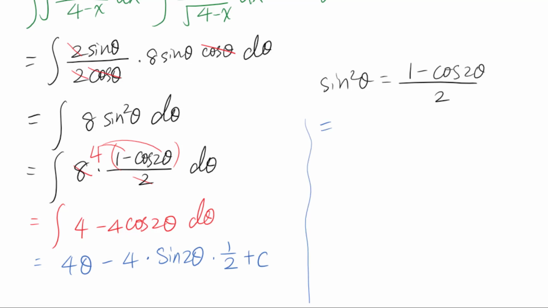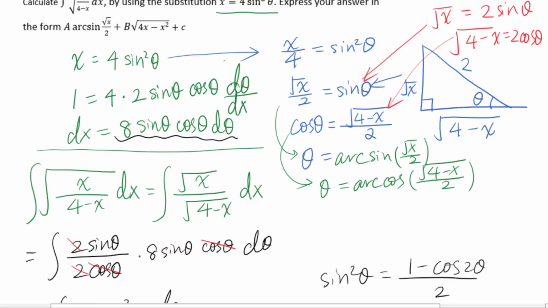Then simplify, 4 theta minus 2 sine 2 theta plus c. Remember, we want to figure out the solution in this format. So for theta, we will use these expressions.